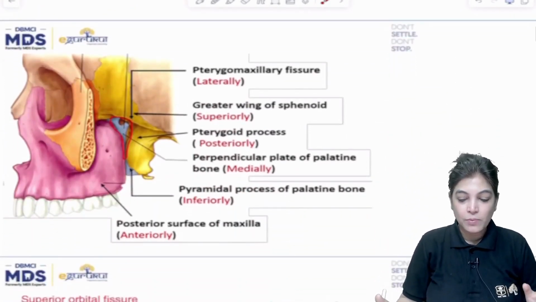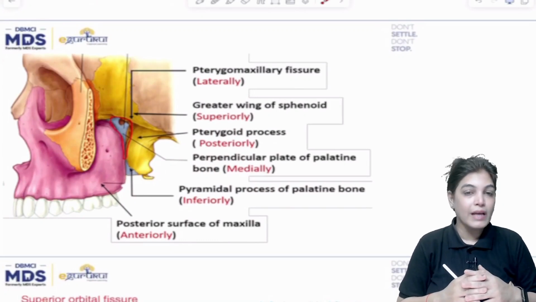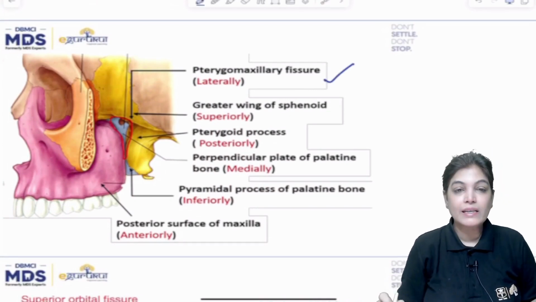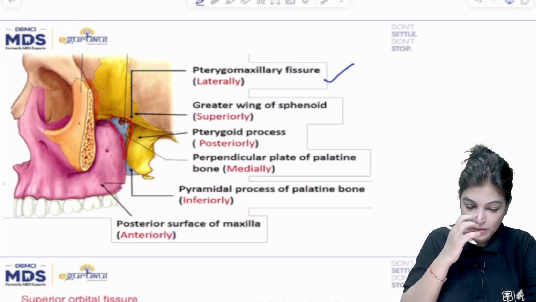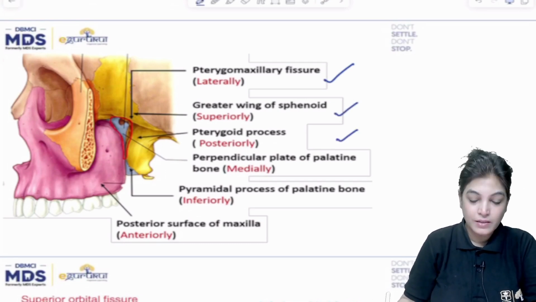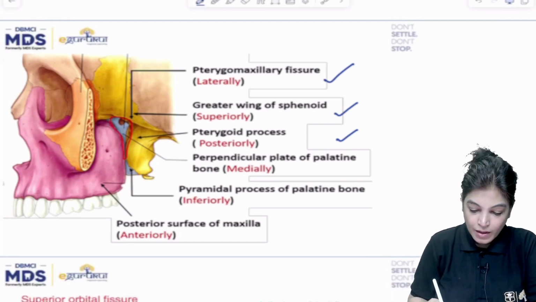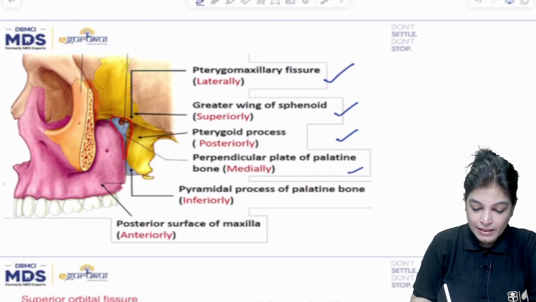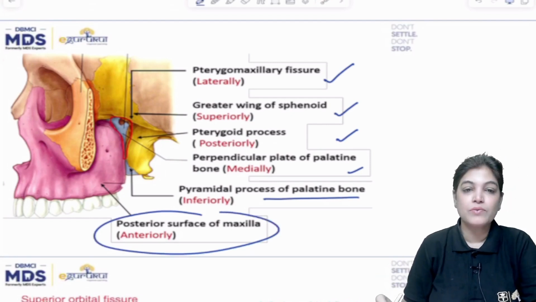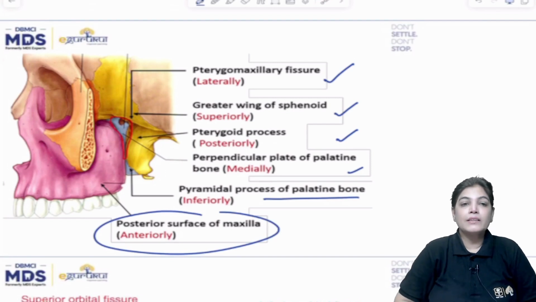If I'm talking about the pterygopalatine fossa, I'm going to discuss its close relations on all aspects. Laterally, it is communicating with the pterygomaxillary fissure. Superiorly, we have the greater wing of sphenoid. Posteriorly, we have the pterygoid process and medially the perpendicular plate of palatine. Inferiorly there is the pyramidal process of palatine bone, and more anteriorly there is the posterior surface of maxilla.